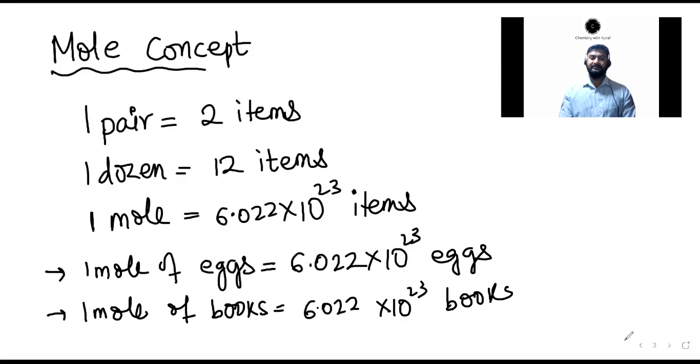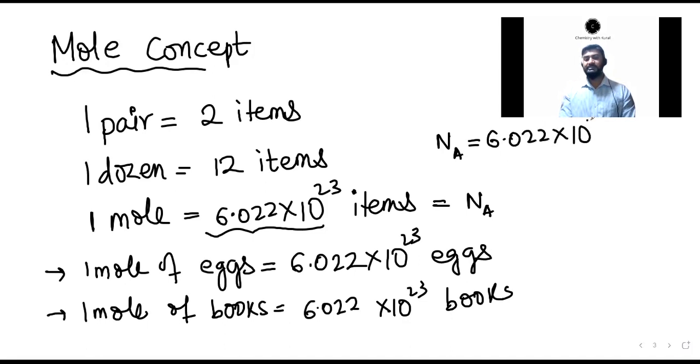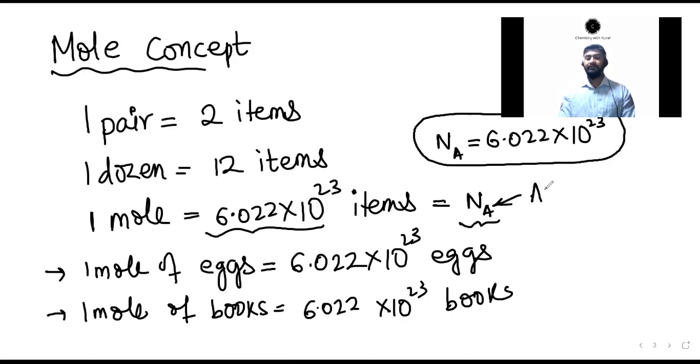In simple terms, this is what 1 mole is, the number. And this number is also called Avogadro number. So I'm going to call it Na. This number is called Na, Avogadro number, which is this 6.022 into 10 to the power 23. As simple as that. That's it. This is what Na means, Avogadro number. Now, let me define 1 mole to you.